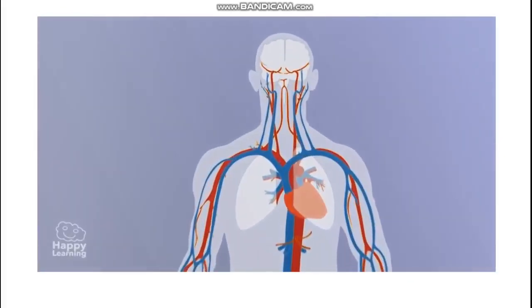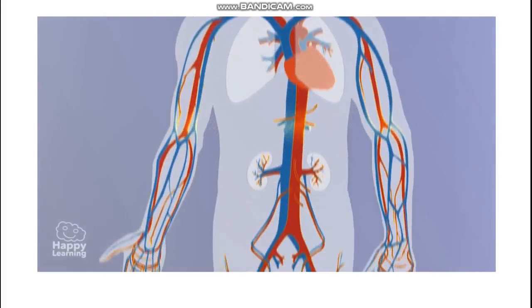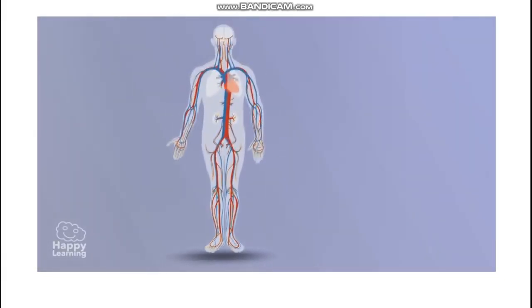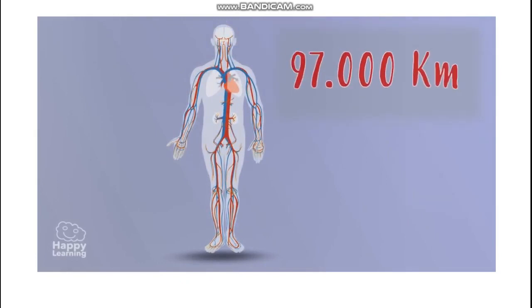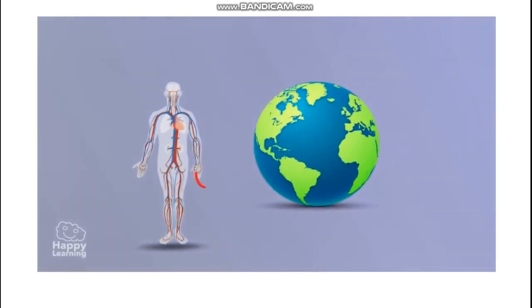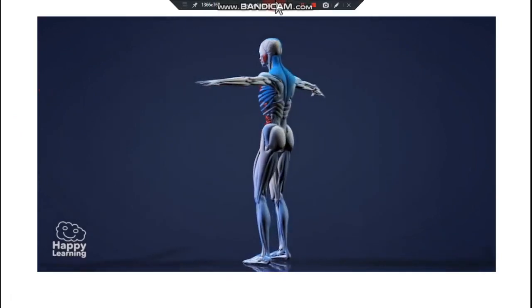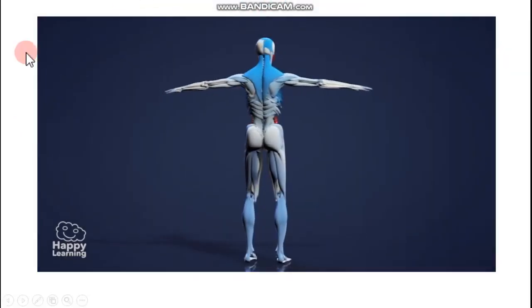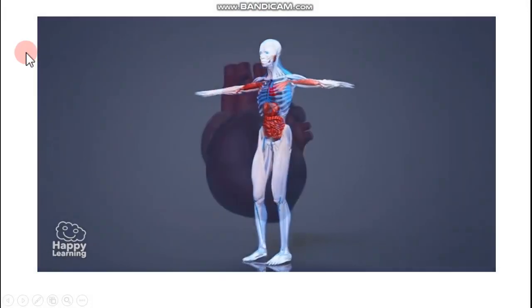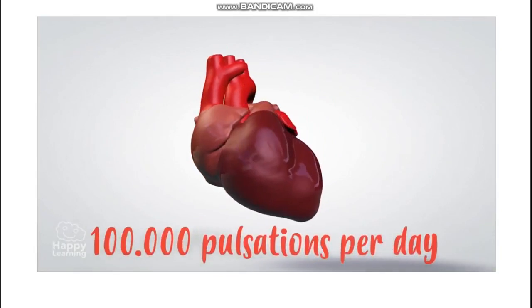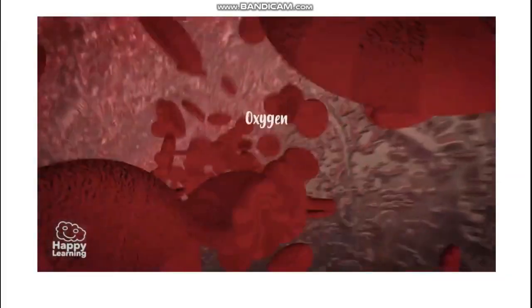I have a curiosity. Do you know how much all of the arteries and veins would measure together, put in single file? They would measure 96,000 kilometers, which would be equivalent to almost 2.5 laps of the Earth. It's incredible, right? The heart has the main role in making sure that the blood travels around the body. With its 100,000 pulsations per day, it ensures that blood circulates throughout our body, allowing it to distribute oxygen and nutrients into our cells.